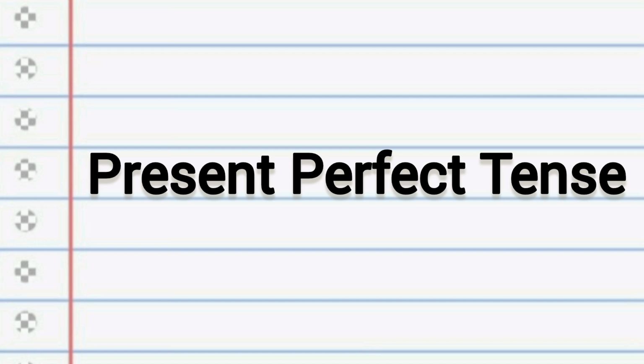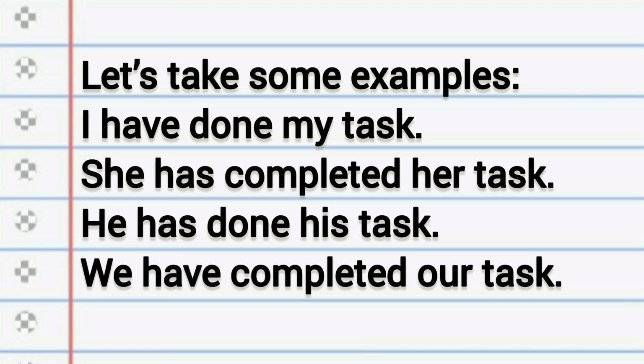The formula of the present perfect tense is subject plus has or have plus third form of verb plus object. Here is an important point to remember. Has is used with he, she, it and singular noun, while have is used with I, you, we and they and plural noun. Let's take some examples.